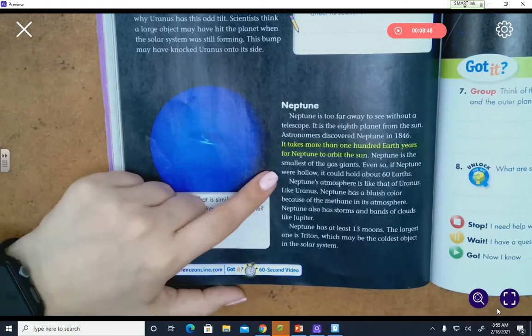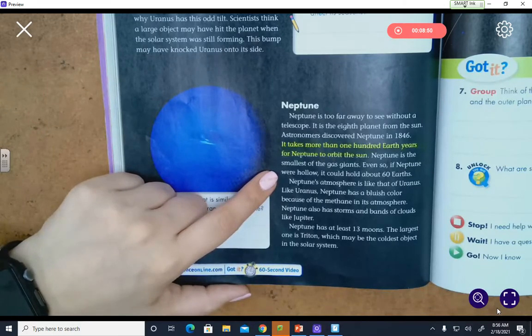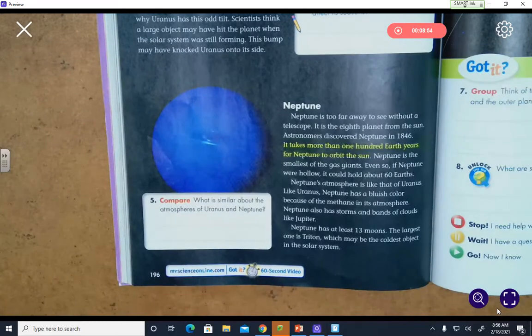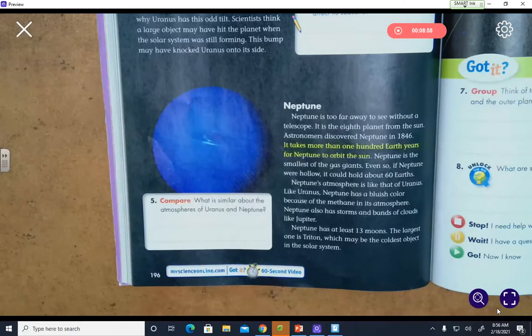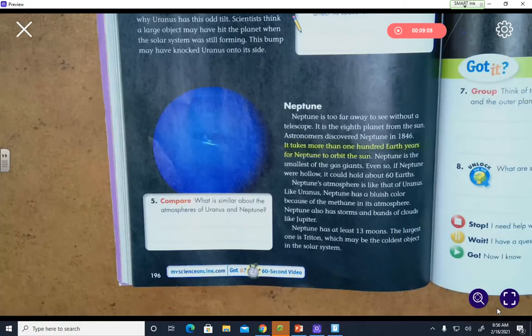Neptune is the smallest of the gas giants. Even so, if Neptune were hollow, it would hold about 60 Earths. Neptune's atmosphere is like that of Uranus. Like Uranus, Neptune has a bluish color because of the methane in the atmosphere. Neptune has storms and bands of clouds like Jupiter.